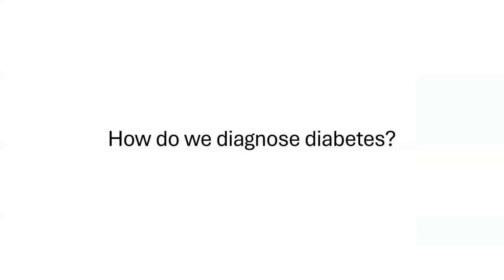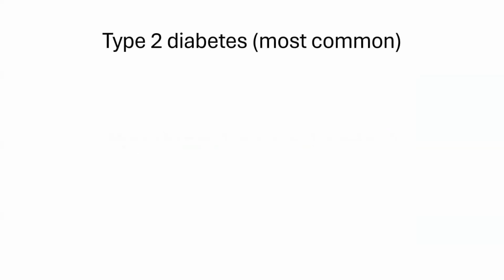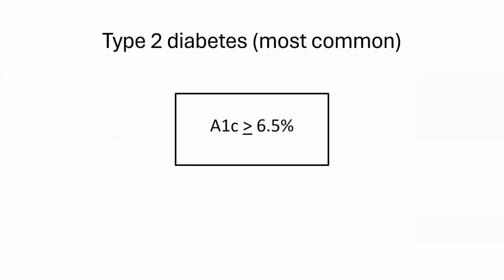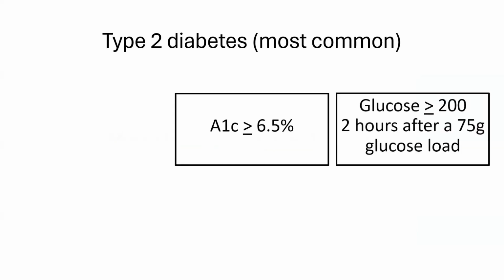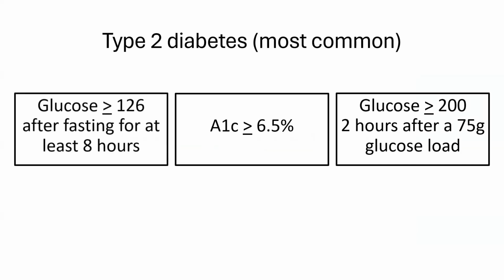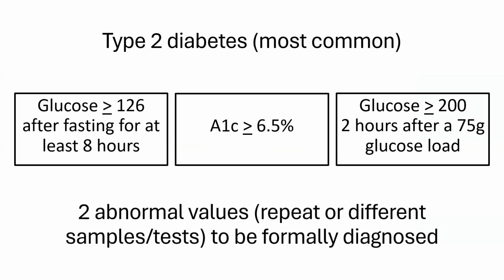So, how do we diagnose diabetes? Well, type 2 diabetes, the most common form, is typically diagnosed using an A1C greater than 6.5%. But there are other ways that we can diagnose this as well. One option is to do a glucose tolerance test, where you drink a lot of sugar and then you check their glucose 2 hours later to see if it's above 200. Another option is to do a fasting glucose test.